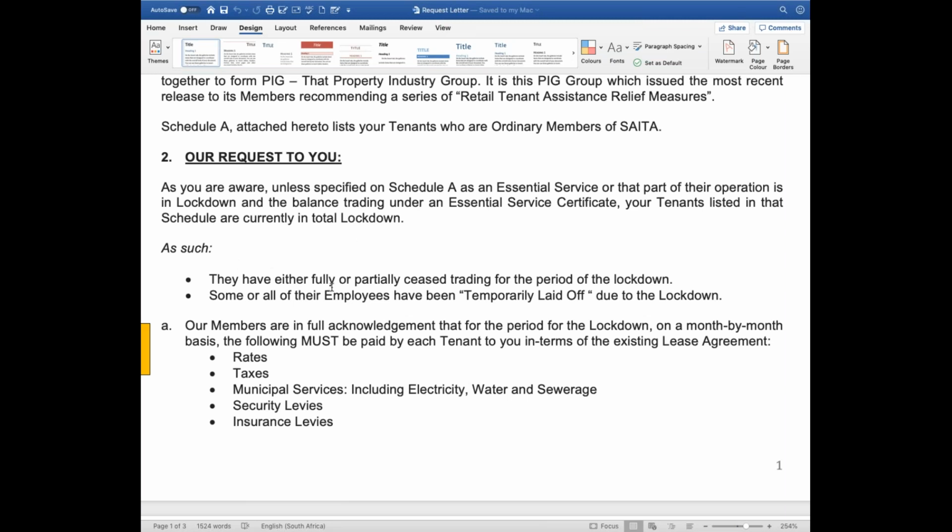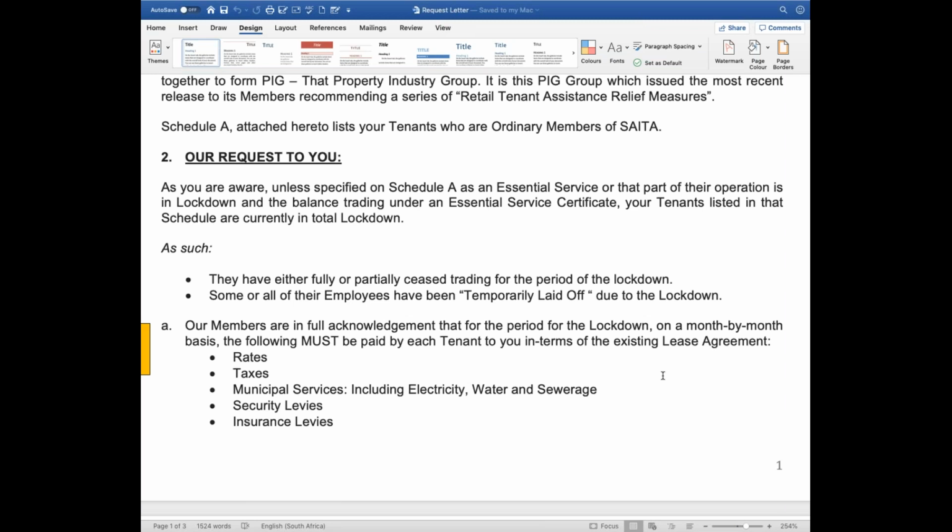As such, they have either fully or partially ceased trading for the period of the lockdown, or some or all of their employees have been temporarily laid off due to the lockdown. I'll get that information, by the way, from the questionnaire that I put out to you. Our members are in full acknowledgement that for the period of the lockdown, on a month-by-month basis, the following must be paid by each tenant to you in terms of the existing lease agreements.